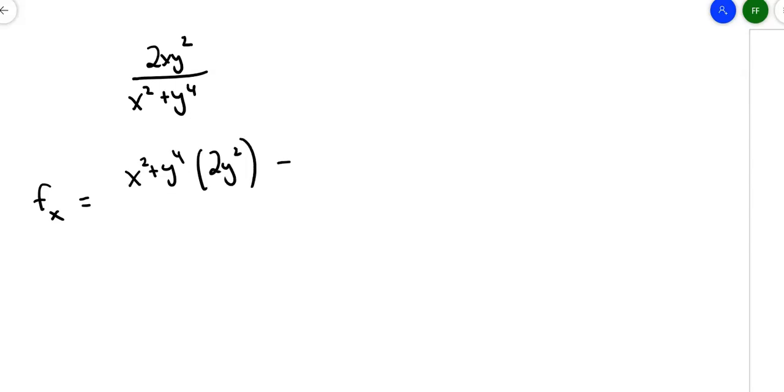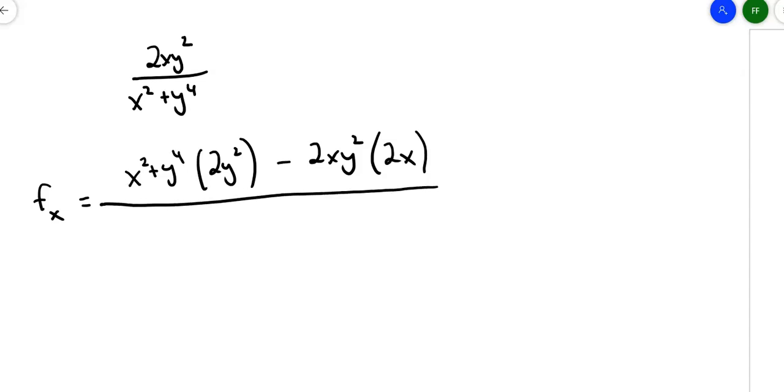So low d high, less high, so 2xy squared, times the derivative of the bottom with respect to x. So deriving the x squared gives you 2x. Deriving a y to the 4th with respect to x just gives you 0, because y to the 4th is treated as a constant, all over the bottom squared. So the bottom squared is x squared plus y to the 4th squared.